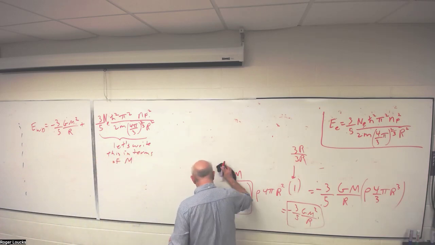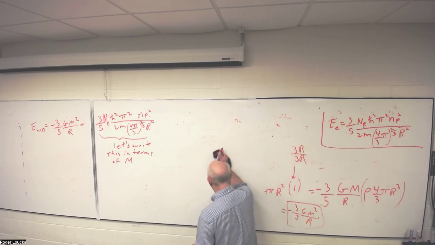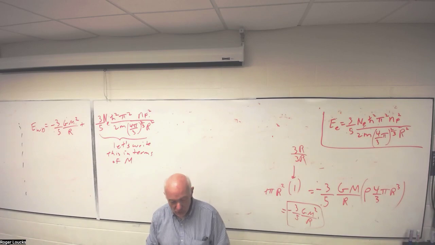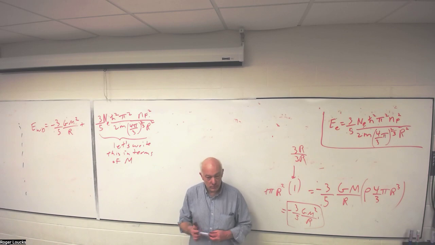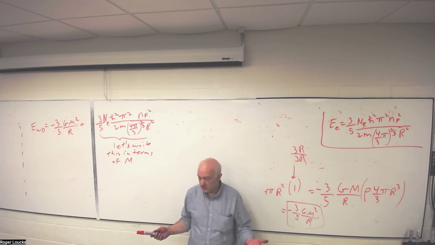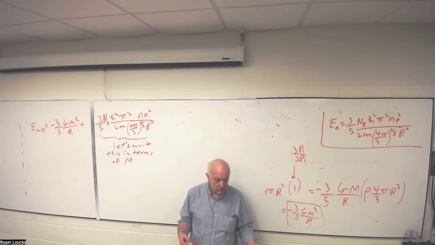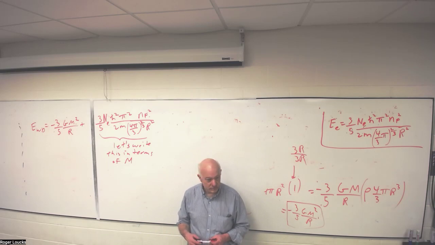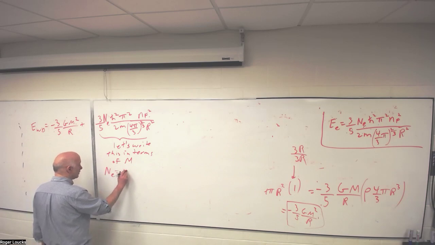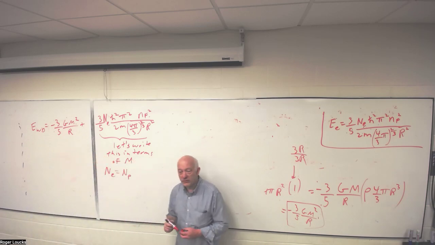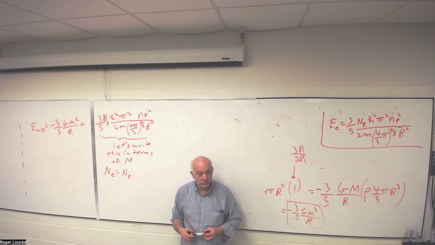So what do you know about the number of electrons in a star? What else does it have to equal? The number of electrons in a star has to also equal the number of atoms times. What do you know about the electric charge of a star? It's going to be neutral. So the number of electrons has to equal the number of protons. Now, what is a star pretty much composed of?